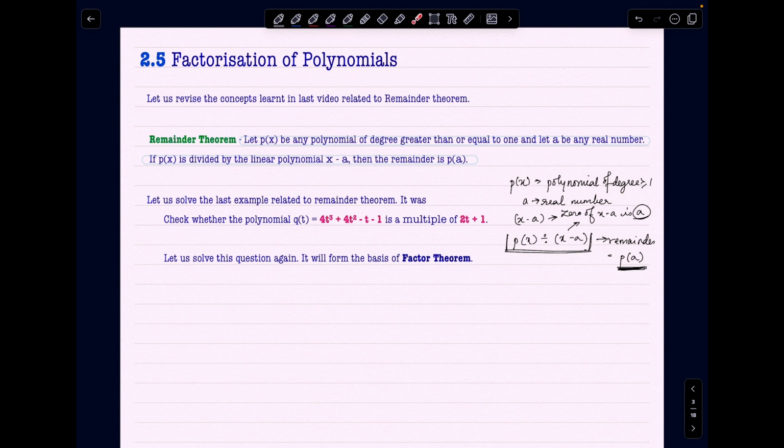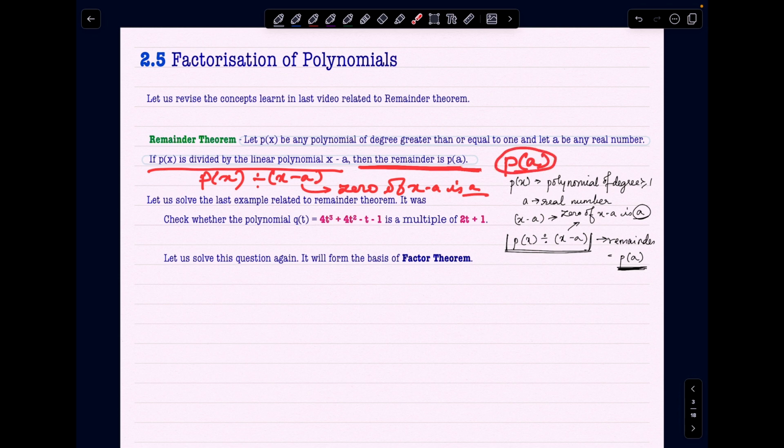It is saying that p(x) is any polynomial of degree greater than or equal to 1 and a is any real number. If p(x) is divided by the linear polynomial x minus a, the zero of x minus a is a. So the remainder value will be p(a), that means the value of the polynomial at the zero value of the divisor, that is x minus a.